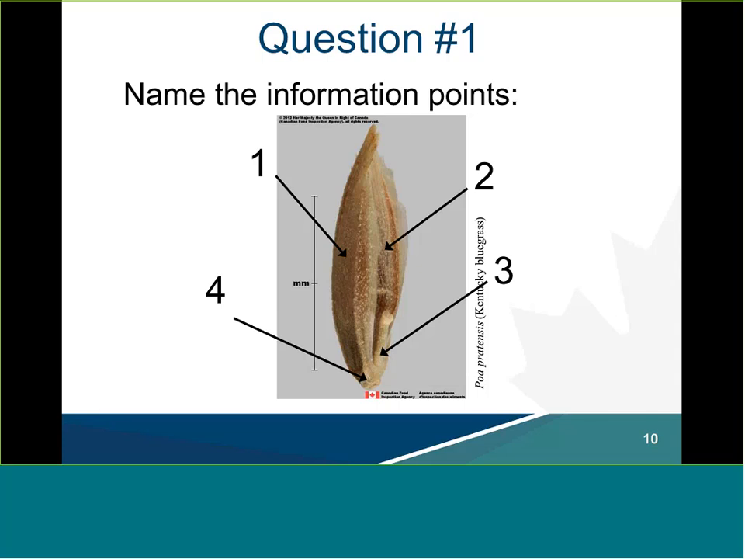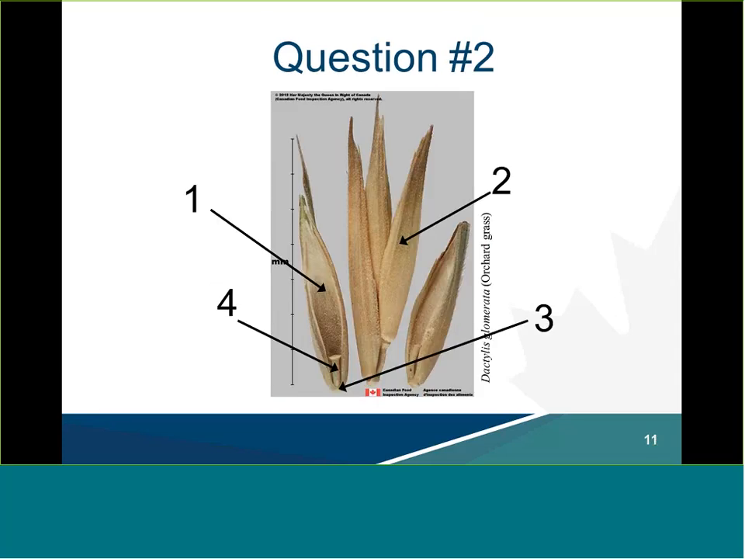Let's take a look at orchard grass. Okay. Number 1 is the palea. Number 2, it's the lemma. Number 3, pointing to the base of the floret, it is the callus. And number 4 is our good friend, the stalk-like rachilla.